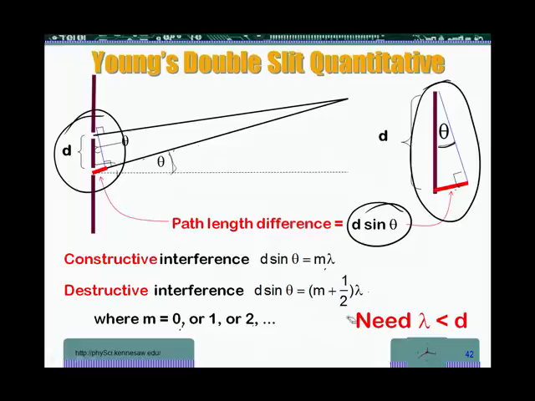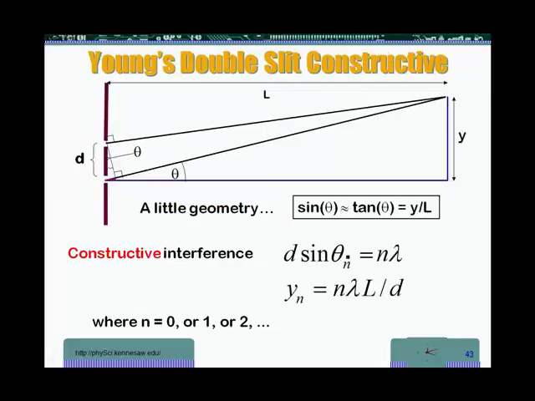Okay, I'm going to add a small twist to this and label the angle, because the angle for the first bright fringe is going to be different than the angle for the second bright fringe. So instead of saying theta, I'm going to say theta sub m. d sine theta sub m is equal to m lambda. Here I'm using n's instead of m's, same idea: d sine theta sub n is equal to n lambda. That's my condition for constructive interference.